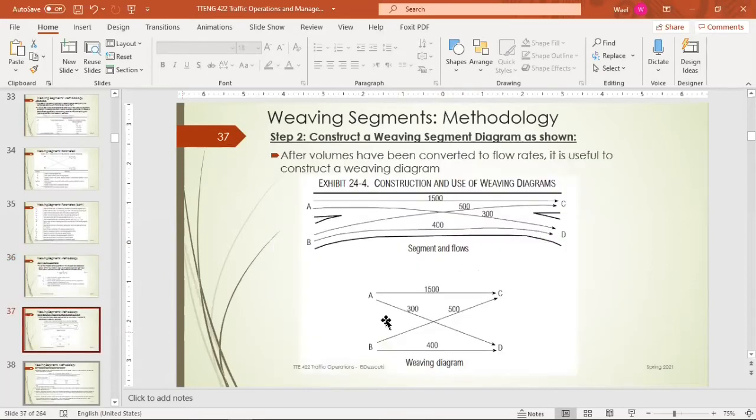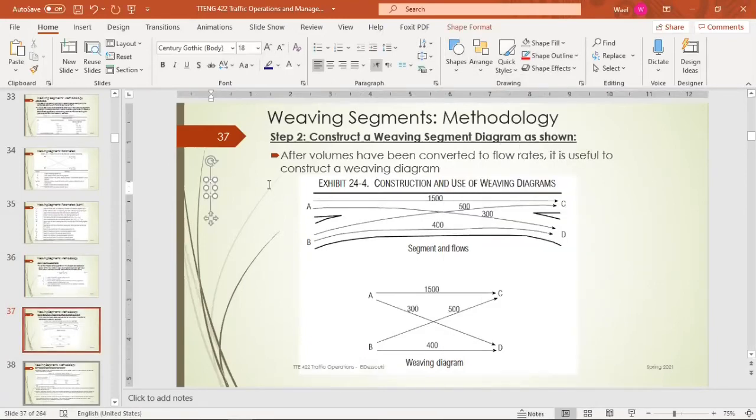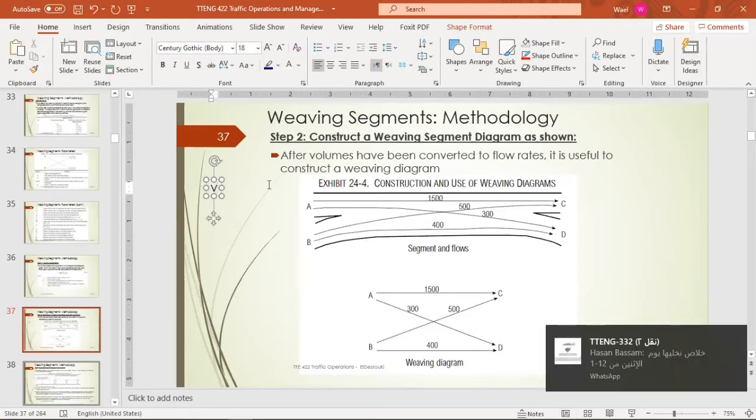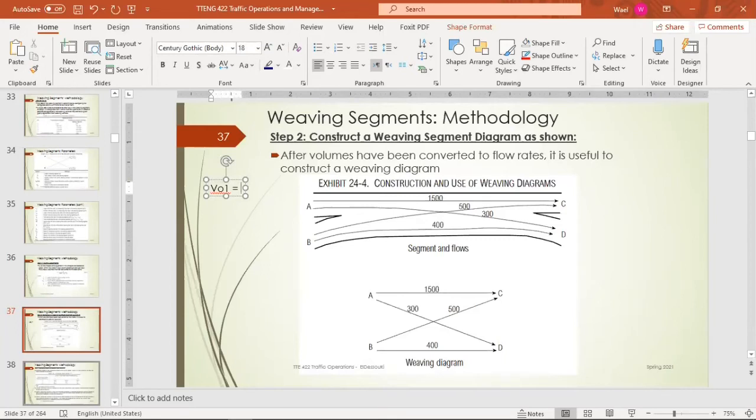Then, this is an example, okay? That's the segment and flows. We have continuous flow from A to C, that's 1500. We have from A to D. So let's just start with dealing with these values. So we have VO1. Okay, it equals how much? VO1. Could someone answer me?